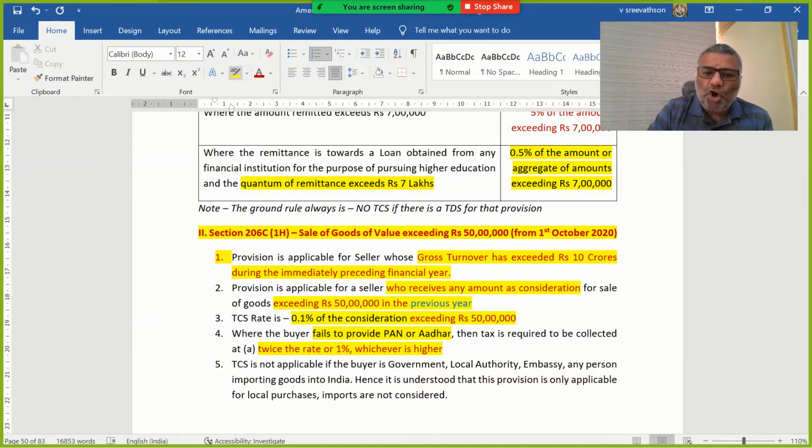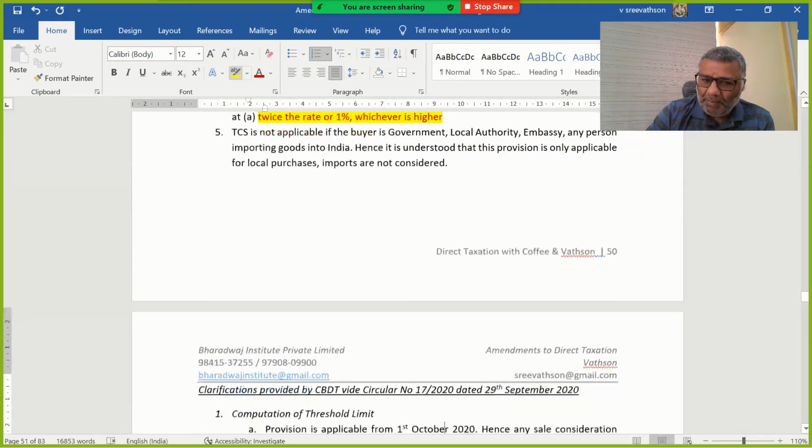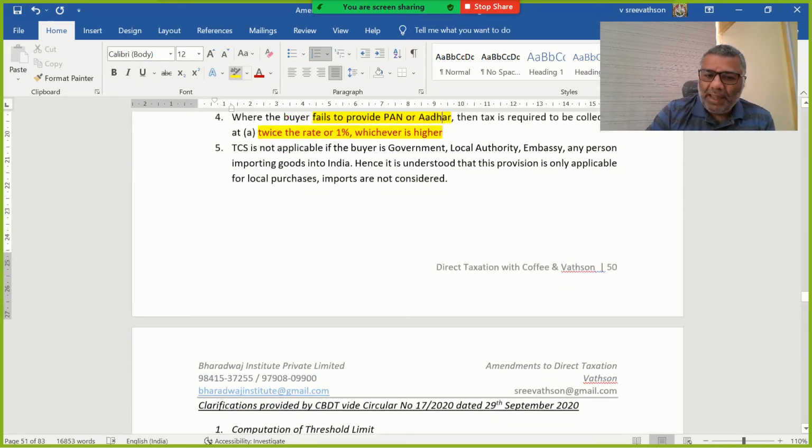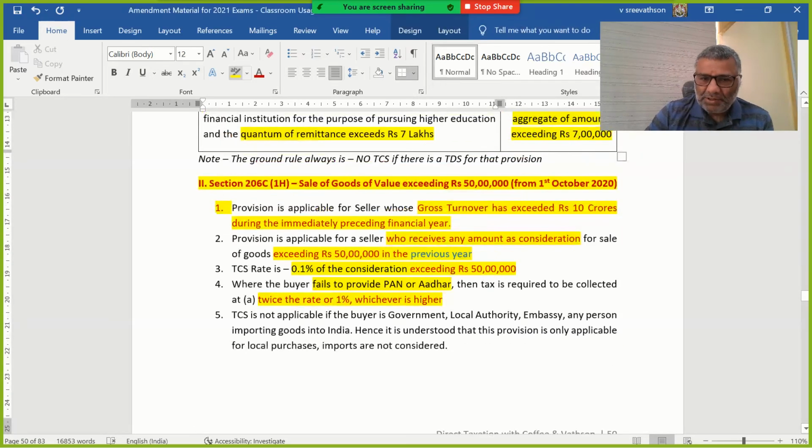TCS is not applicable if the buyer is the government, a local authority, an embassy, or for import of goods. Hence, it is understood that it is only for local purchase and not import. Up to this, read it once.